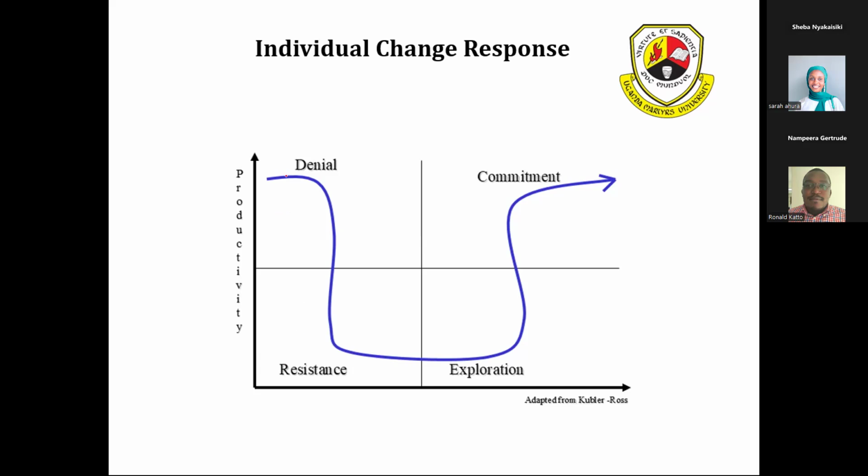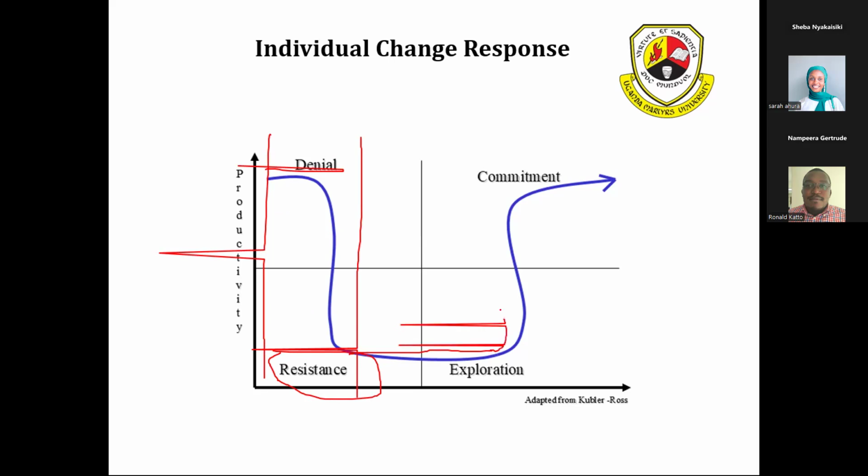So the two things, denial and resistance: as long as you have denial and resistance, this is where productivity would remain low. But once a person begins to explore and see things begin to work, that's the whole point. If things begin to work, then they will gradually move to commitment.